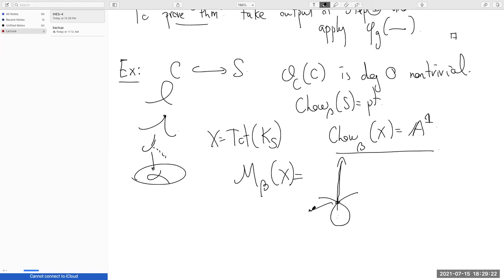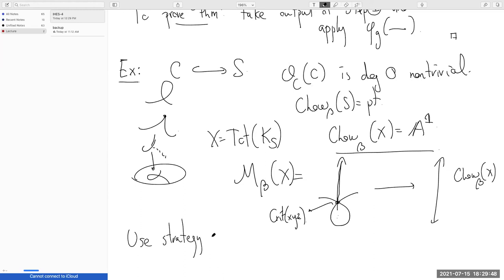And again, the singularity type here looks like the critical locus of XYZ. And the map to the Chow variety is that I contract this nodal curve to a point, and I get a map to just the line. And so now you can actually use the procedure to compute the Gopakumar-Vafa invariants in this case.